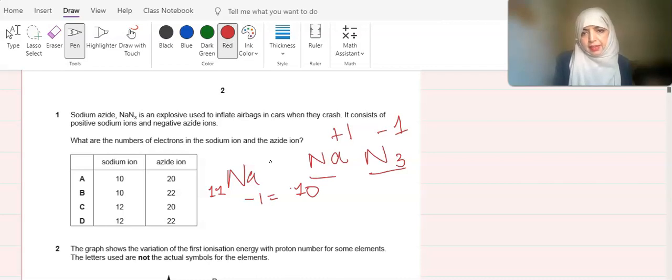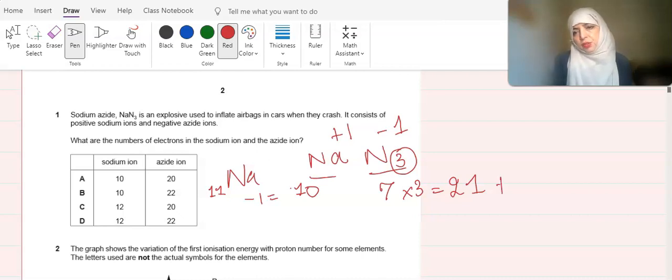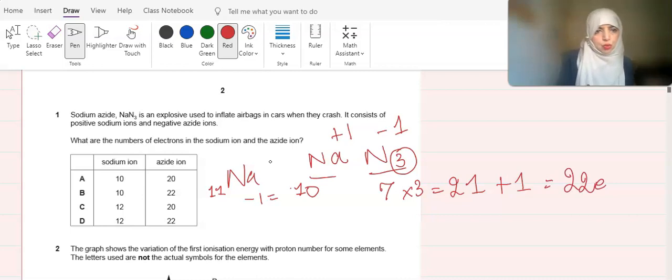Now what about azide? Nitrogen's proton number is 7, and as 3 nitrogen atoms are involved in azide ion, it is 21 electrons, and 1 that has been lost by sodium and accepted by azide ion, so it becomes 22 electrons. So you know B option is correct.